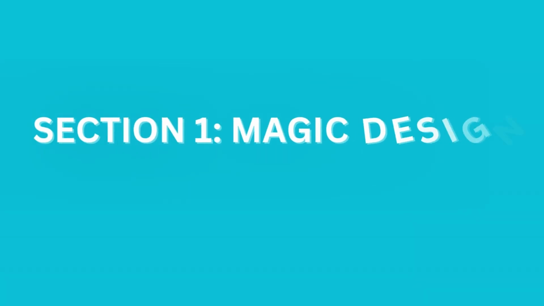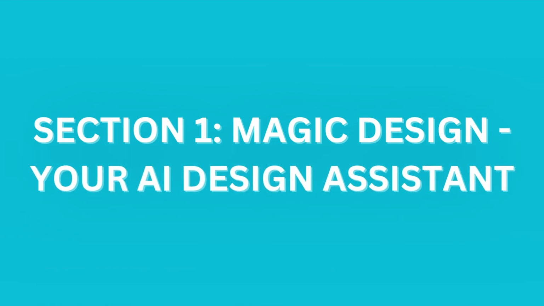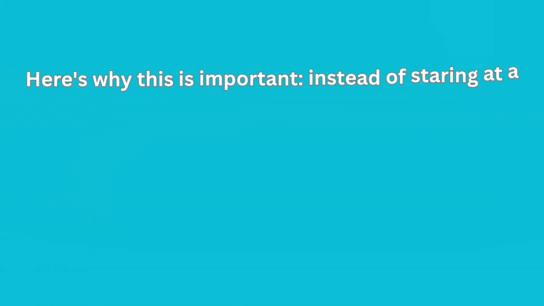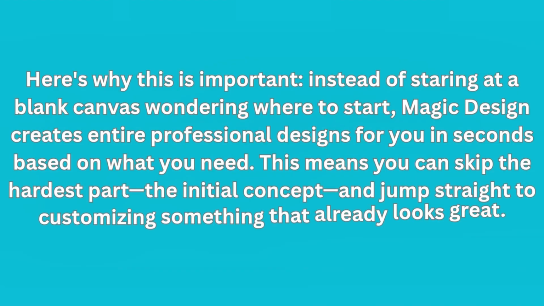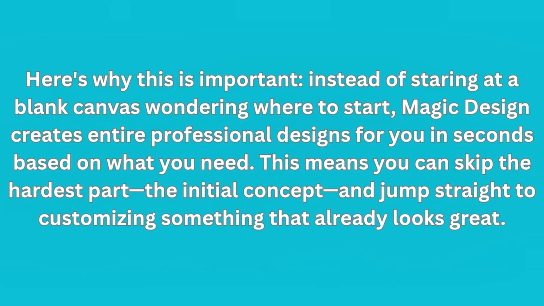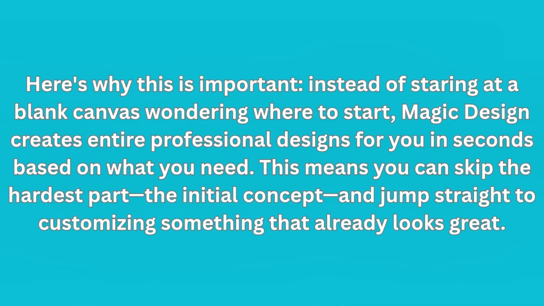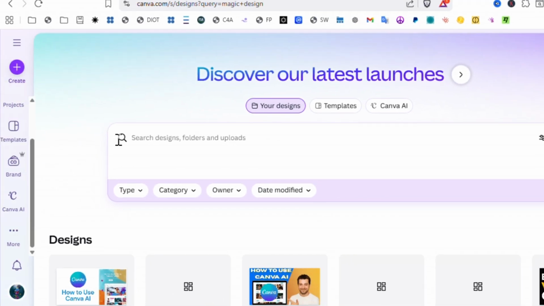Let's start with Magic Design, which is Canva's most powerful AI feature for beginners. Here's why this is important. Instead of staring at a blank canvas wondering where to start, Magic Design creates entire professional designs for you in seconds based on what you need. This means you can skip the hardest part, the initial concept, and jump straight to customizing something that already looks great. Start by opening Canva and logging into your account.